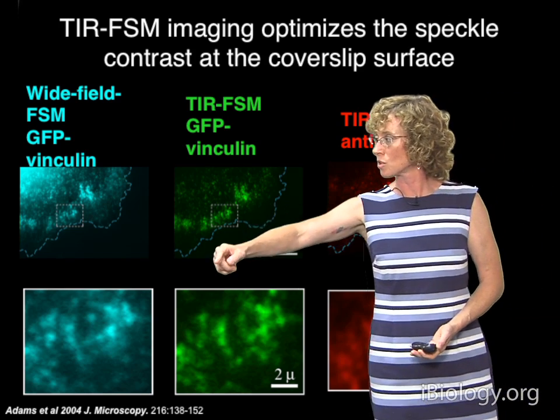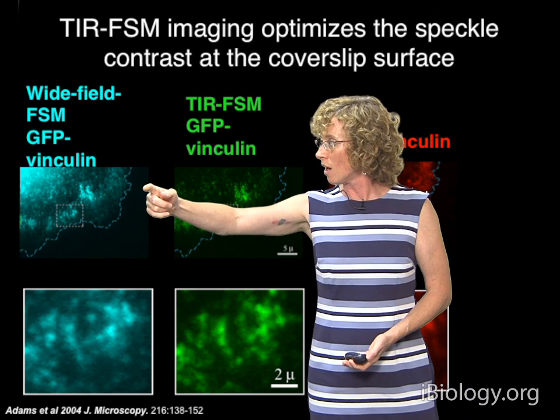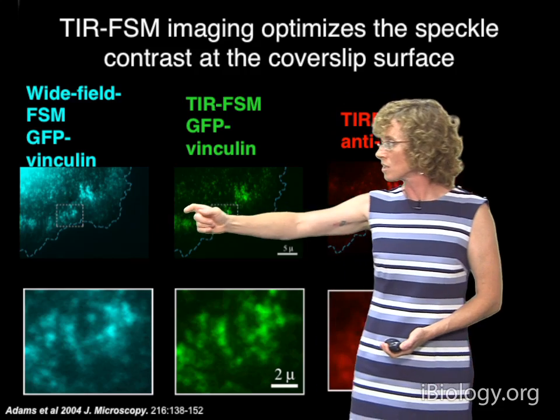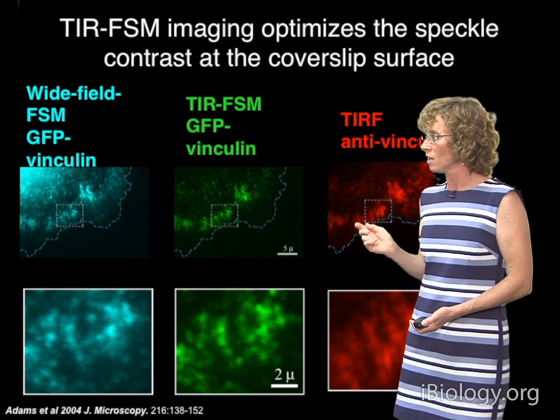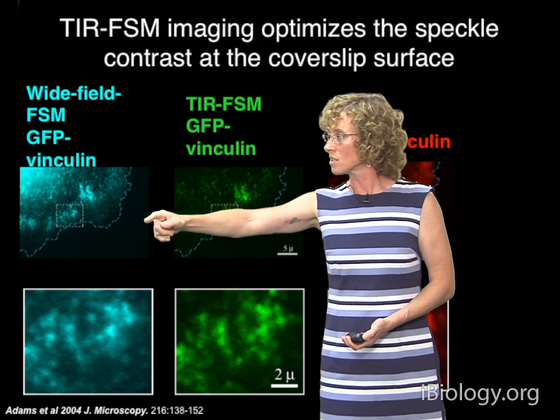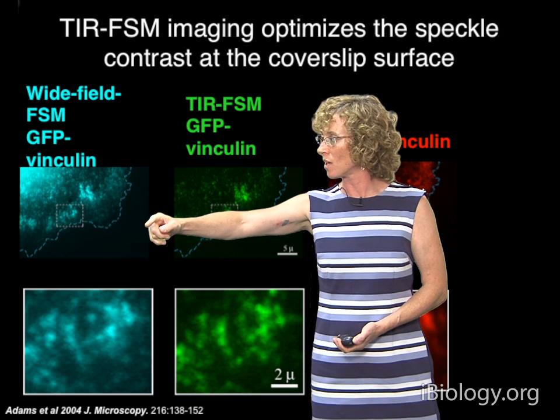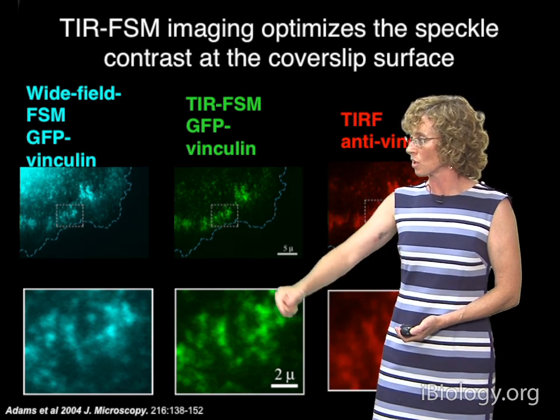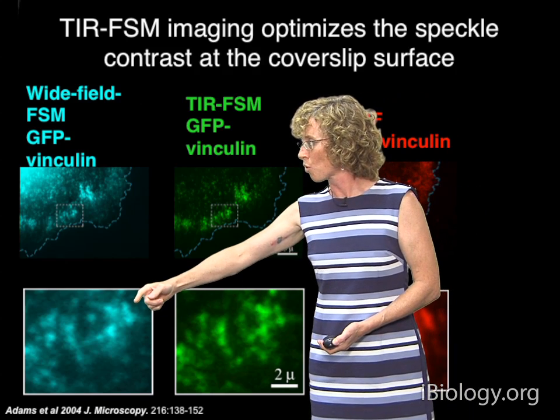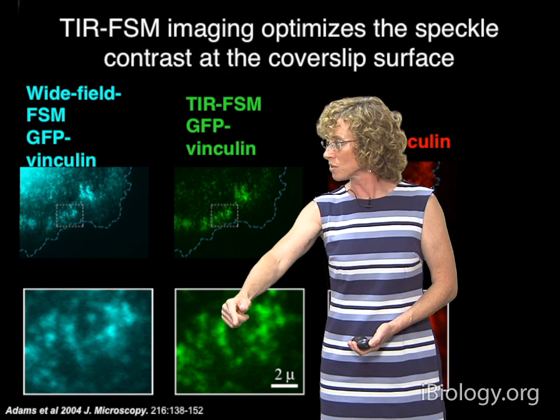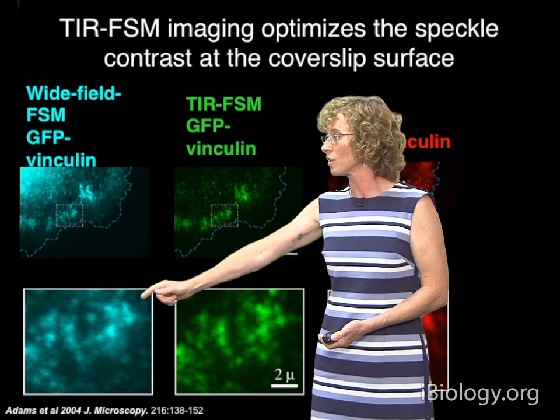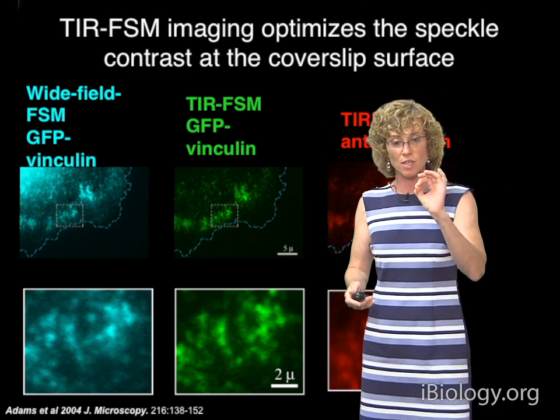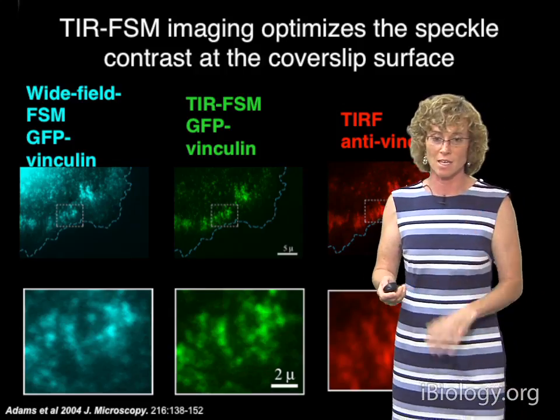So again, it's a focal adhesion protein, GFP-vinculin. This is a low level of vinculin expressed in the cell. This is the total vinculin back here by immunofluorescence, and this is a comparison of a wide field epifluorescence speckle image to a TIR fluorescent speckle image. And what you can see is much more distinct speckles in the TIR image compared to the wide field image, so just much brighter speckle contrast because of the very thin evanescent excitation field.